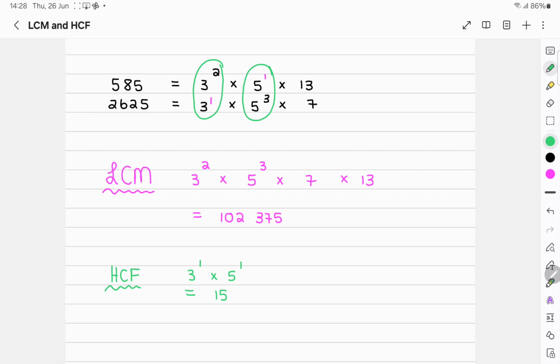And that is the way to remember your lowest common multiple and your highest common factor.